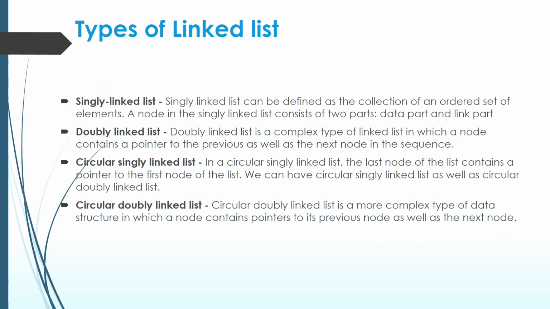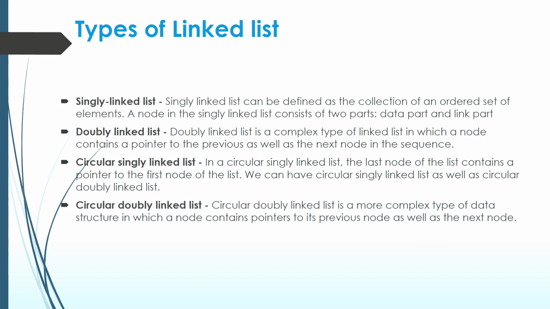Second point is doubly linked list. Doubly linked list is a complex type of linked list in which a node contains a pointer to the previous as well as the next node in the sequence. Therefore, in a doubly linked list, a node consists of three parts: the node data, the pointer to the next node in sequence, which we can say next pointer, and the pointer to the previous node, which we can say previous pointer.